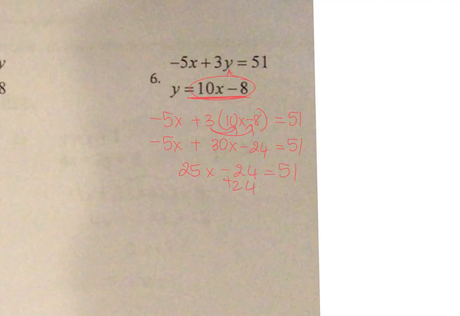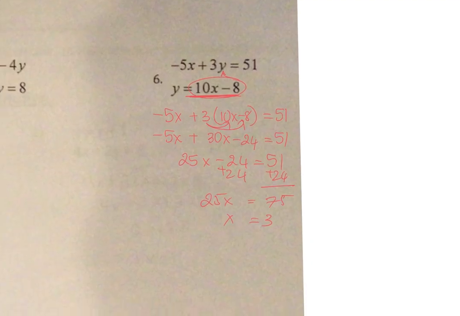Add 24, that will be 75. So x is 3. When we know x, we are halfway done. We need to find y.